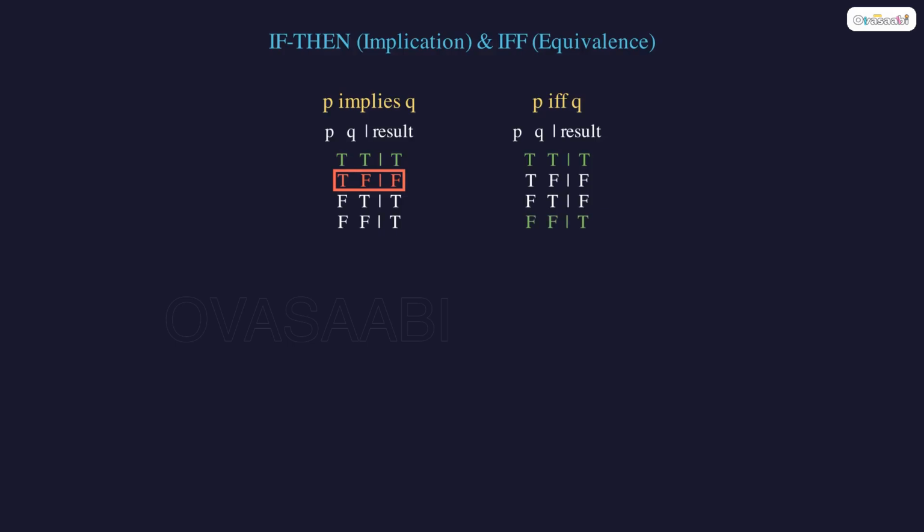Implication means if-then, written P → Q. It is false only when P is true, but Q is false. Equivalence means if and only if. It is true when both have the same truth value.